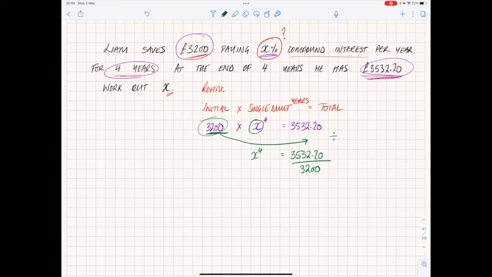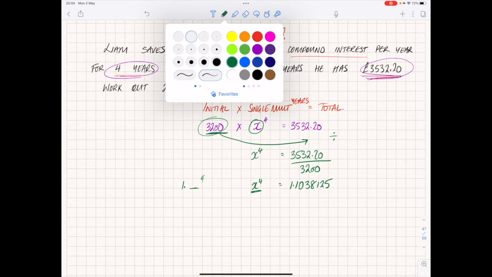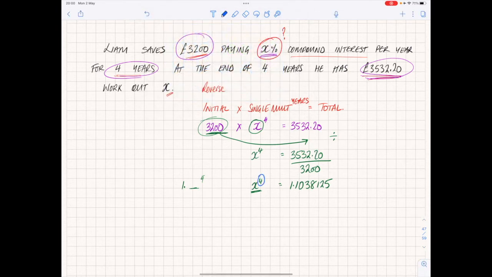Now when you do that in your calculator, you end up with 1.1038125. So whatever the percentage is, remember it's going to be 1 point something because it is an interest, it's going up in value. Whatever that is to the power of 4 gives me this. So therefore what you need to do is get rid of this 4. You ask yourself, how do I get rid of this 4? I take it over that side because it's a power of 4.